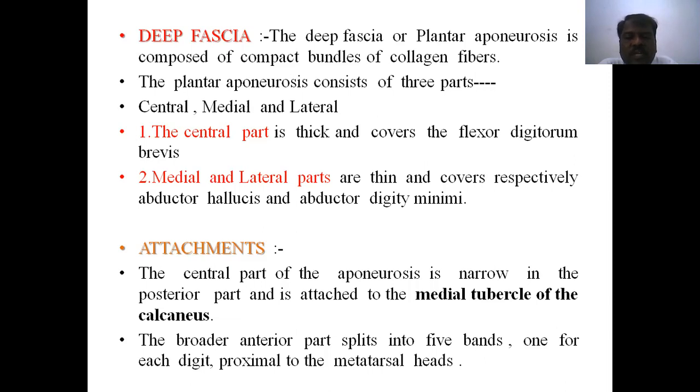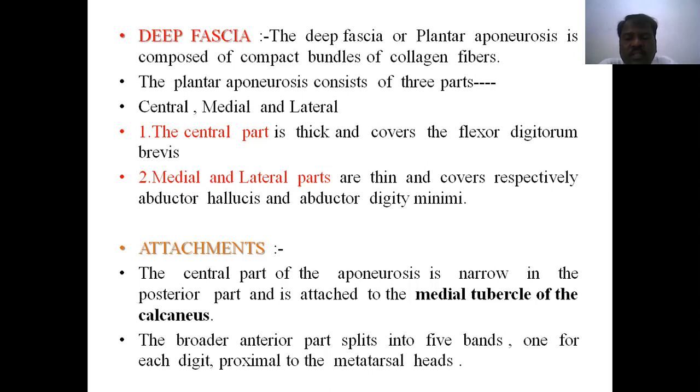When we remove the plantar aponeurosis, we can identify the first layer muscles. Those are the flexor digitorum brevis, present centrally; the abductor hallucis on the medial side; and the abductor digiti minimi on the lateral side. So this fascia, where is it attached?